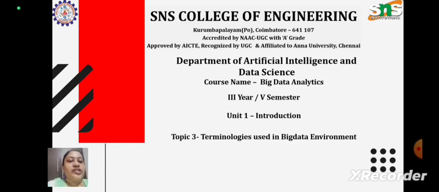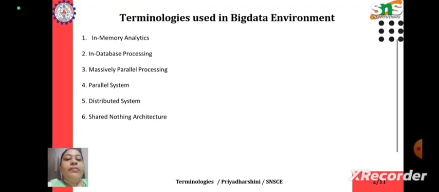Today in this session we will be learning about a few terminologies used in big data environment. Welcome to the session. The main objective of this session is to compare various terminologies used in big data environment. At the end of this session, we will be able to analyze and compare the terminologies that are being used in big data environment.